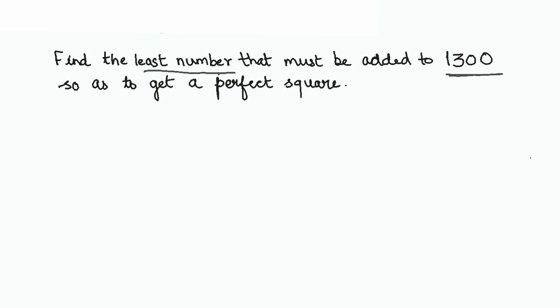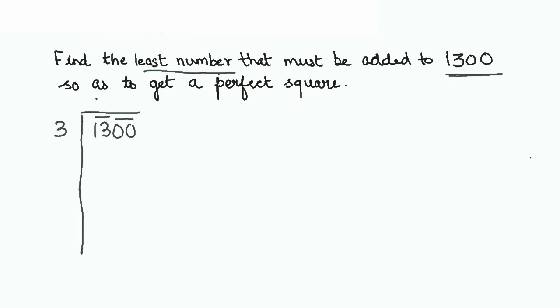So let's start. In the first step, we are going to find whether 1300 is a perfect square or not. So here we are using the division method for the same. So these are our two pairs. As you know, we have to make pairs starting from right to left. So we are going to find the number whose square is less than or equal to 13. Now let's take 3. So 3 square is 9, which is near to 13, right?